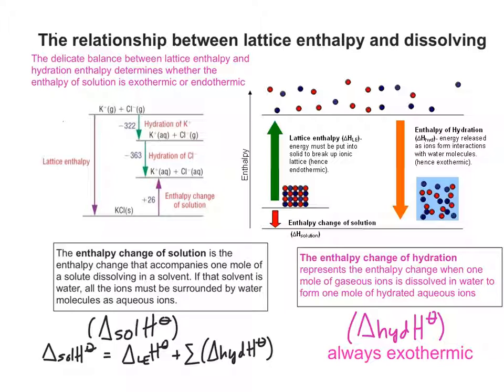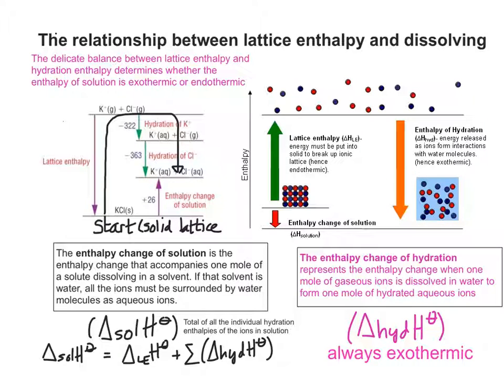Just to summarize these processes, the enthalpy change of solution is the enthalpy change that happens when 1 mole of a solute is dissolved in a solvent. If that solvent happens to be water, all the ions must be surrounded by water molecules. There's an equation at the bottom left-hand side of the screen which tells you how to calculate the enthalpy of solution. You take the lattice enthalpy, and to that lattice enthalpy you add the total of all of the hydration enthalpies of the individual ions, which I've labelled up for you just above the relevant section of the equation.